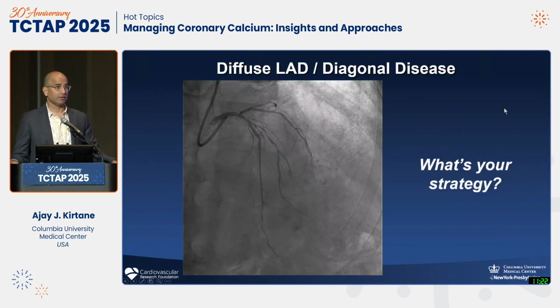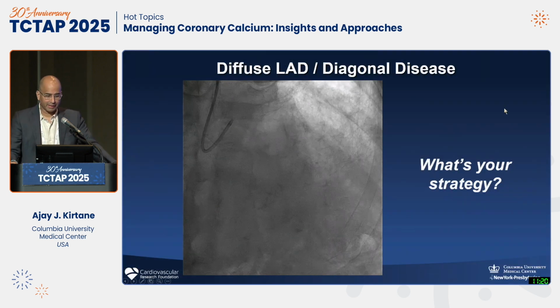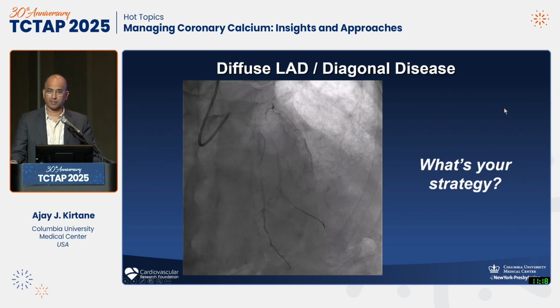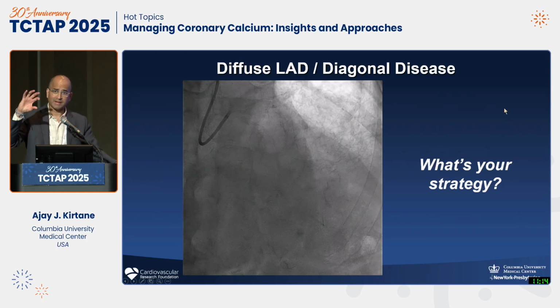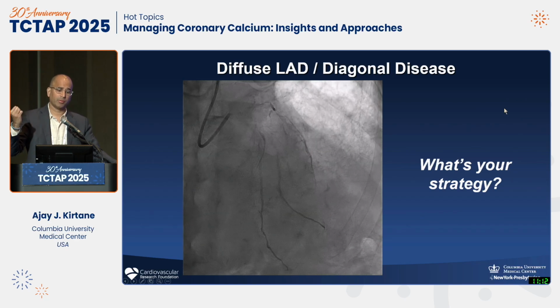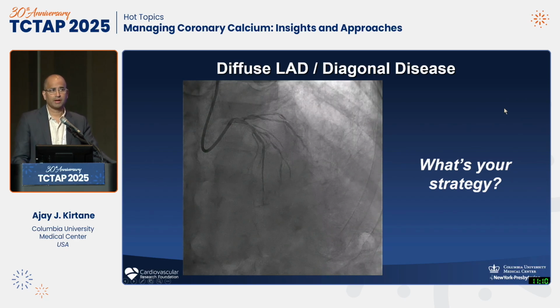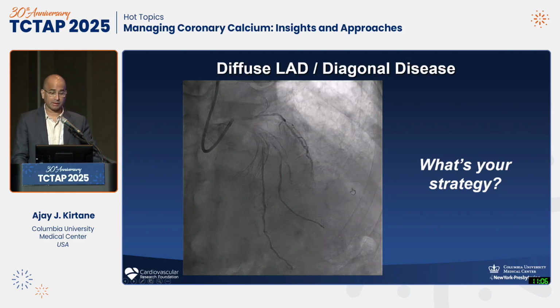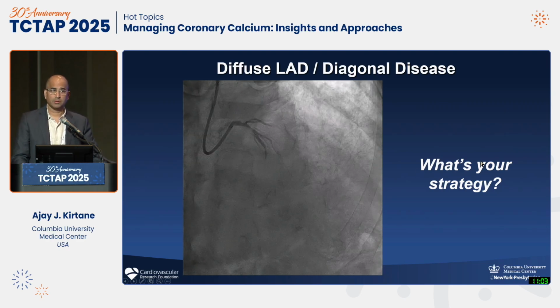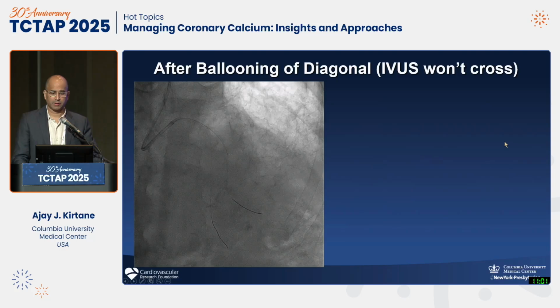Now, I'll show you some cases. And so this is the case, an LAD diagonal. You can see by the angiogram there's calcium. I guarantee you if you assessed it by CT, you'd see there's calcium. And personally, I think that volumetric assessment is going to be really important because that's harder to appreciate oftentimes when you look at intravascular imaging. So what's going to be your strategy? And so what I thought I would do is I would do imaging to see what the LAD looks like first and then go from there.